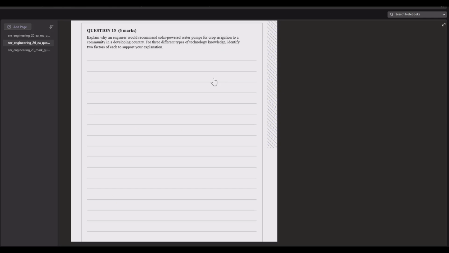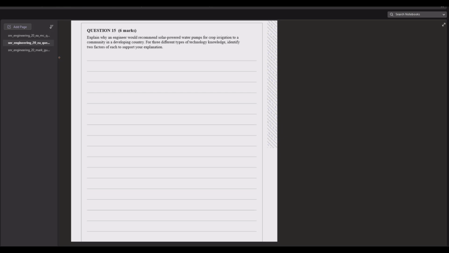Now, this is an explanation question. I hate these with a passion. I don't think this is useful in any sense. Explain why an engineer would recommend solar power water pumps for crop irrigation to a community in a developing country. For 3 different types of technology knowledge, identify 2 factors of each to support your explanation.